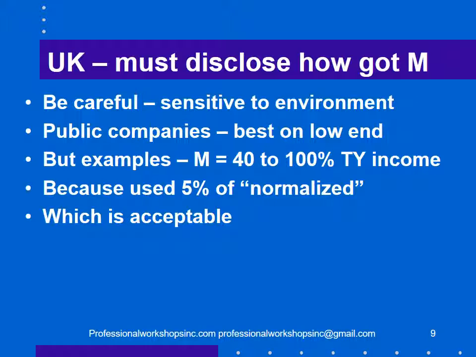Now, some examples from the UK where you have to disclose how you got materiality. And of course you should be careful and you should be sensitive to the environment. And of course with public companies you're best on the low end. But two examples that I have seen where companies did much worse in the current year than they'd done in prior years. Materiality was disclosed and set, and it was between 40 and 100% of this year's net income. And the auditor explained that they had used 5% of a normalized net income averaged back over time. And that is certainly acceptable, and that's certainly something else that you can do.